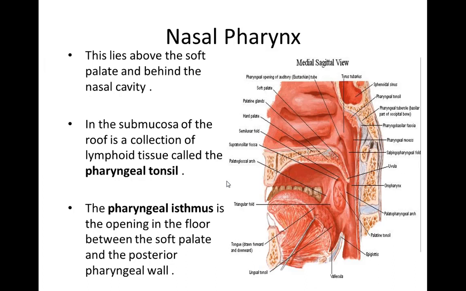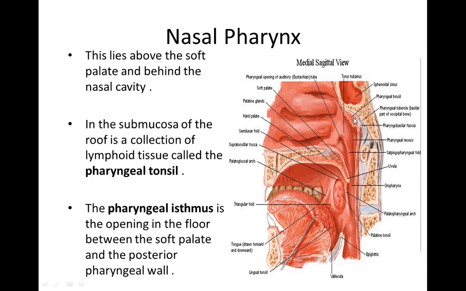So we start with the first part of the pharynx, which is the nasopharynx. The nasopharynx lies above the soft palate and behind the nasal cavity. In the submucosa of the roof, there is a collection of lymphoid tissue called the pharyngeal tonsil. Here, this is the pharyngeal tonsil at the roof of the nasopharynx.